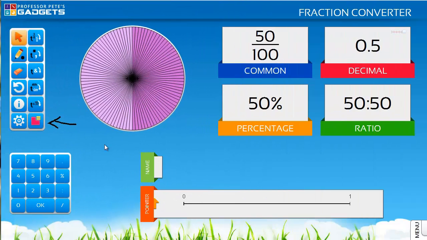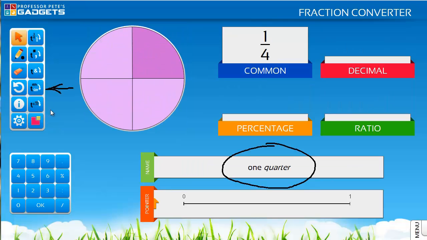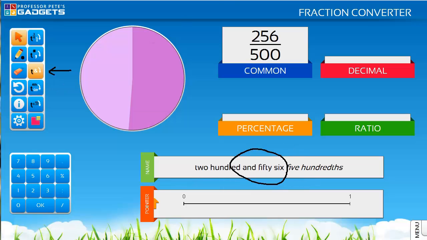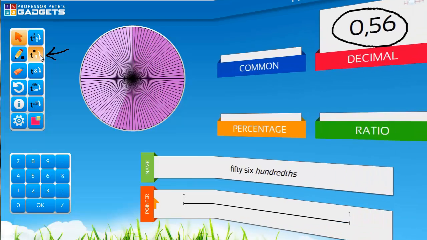Other features of the software include the square, which allows for a different representation instead of just circles. The fourth or quarter option is included, allowing you to display the preferred fraction in the name box. The AND button can be used for large numbers to select whether or not AND is included in the number name. Finally, the decimal point may be displayed as either a comma or full stop or period.